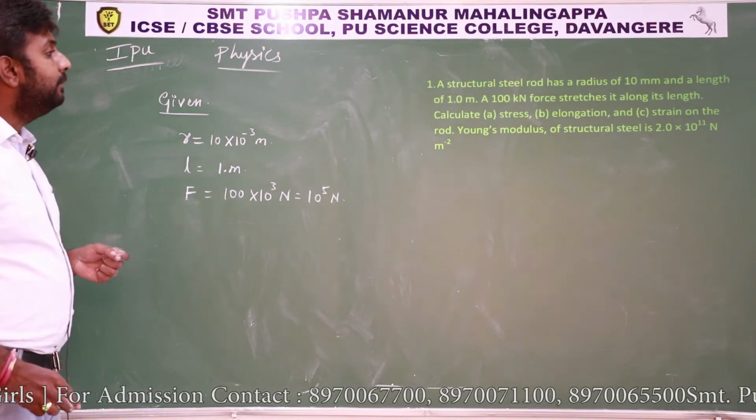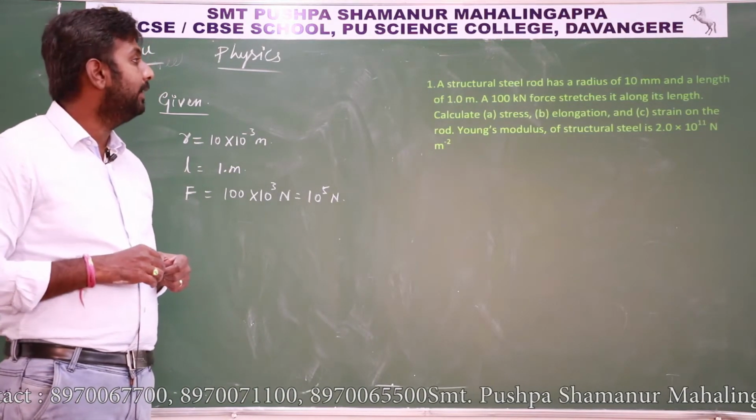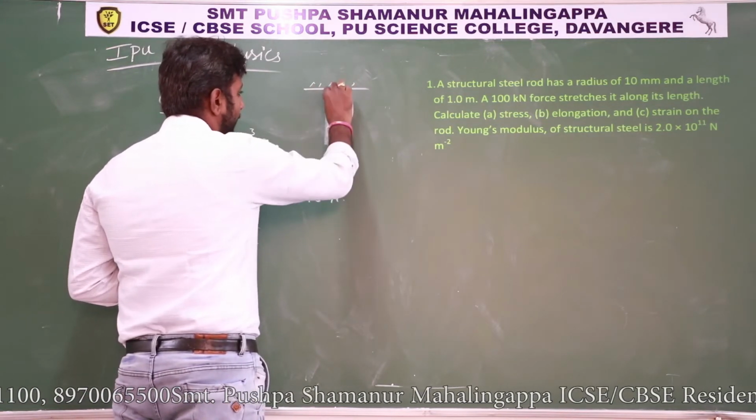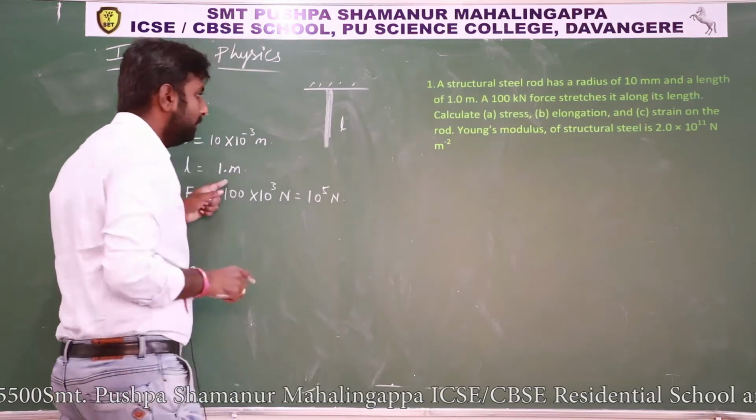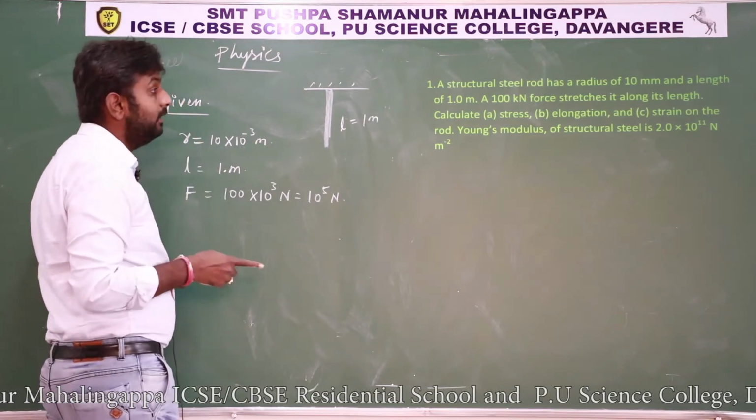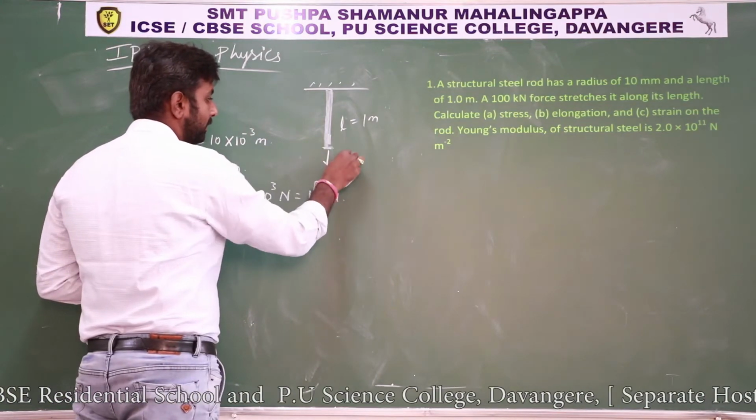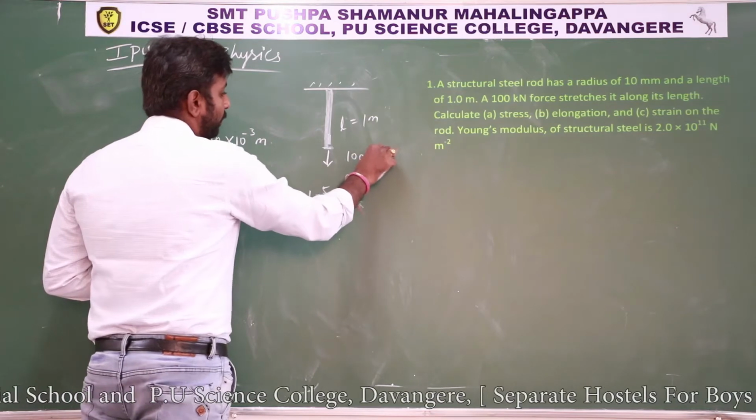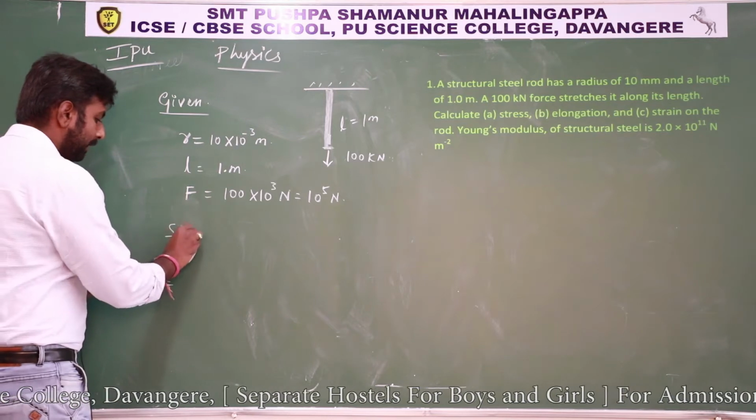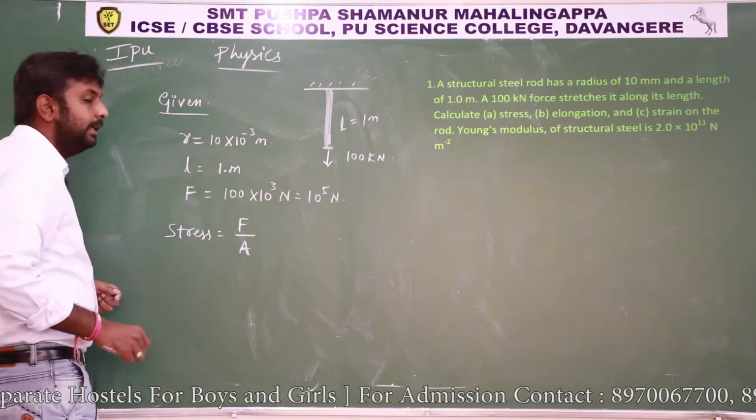So we have to find stress, elongation and strain. Consider a rod whose length is 1 meter and radius is 10 millimeter. A force of 100 kilonewton is acting on it. To find the stress, we know the formula: stress is equal to the restoring force per unit area.